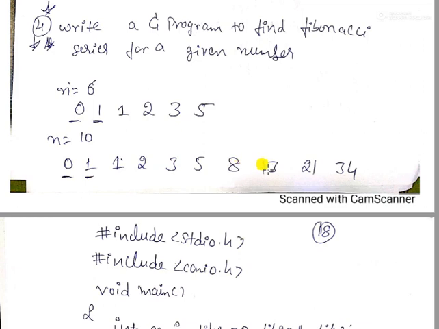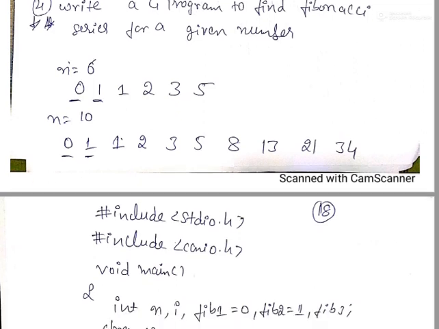Next, for 13 to come, 8 plus 5, the previous values. And then for 21 to come, 13 plus 8. For 34 to come, 21 plus 13. Then you get a total of 10 numbers. Okay, this one is the Fibonacci series. Now we write a program.